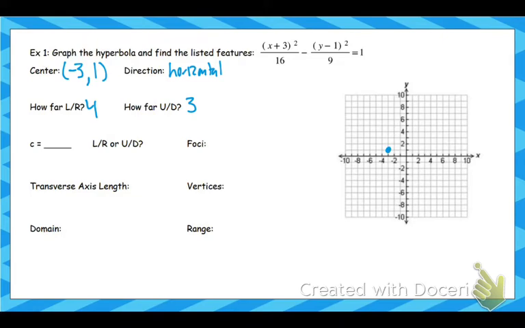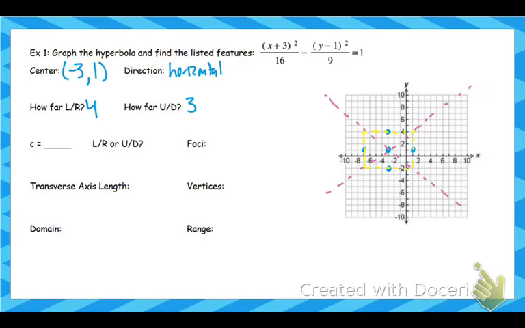So negative 3, 1 is our center. So I'm going to go left 4 and right 4. I'm going to go up 3 and I'm going to go down 3. And that's exactly the same thing that I did for an ellipse. The only difference here, this is not an ellipse, there's a minus. So I'm not going to just connect my dots. What I'm going to do is make a little dotted line box that goes through those points. Then we're going to make an X that goes through our box. So what I'm drawing here in pink are the asymptotes for my graph.